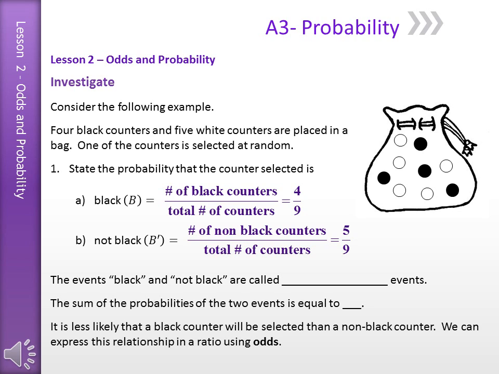Just recall that the events black and not black are called complementary events, and that the sum of the probabilities of the two events is equal to 1. It is less likely that a black counter will be selected than a non-black counter, and we can express this relationship in a ratio using odds.